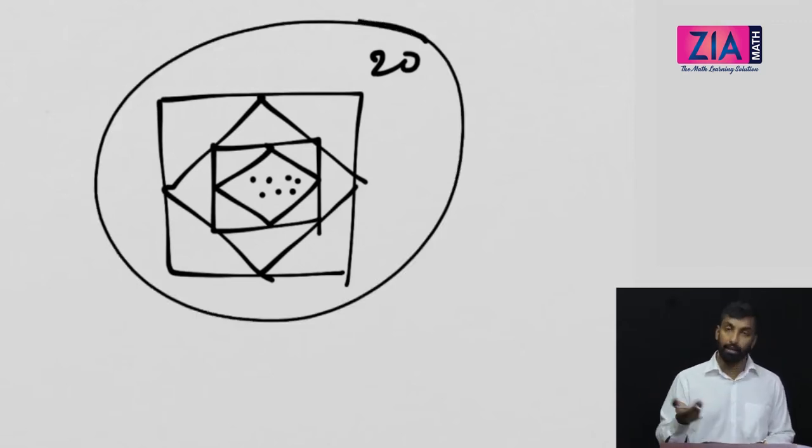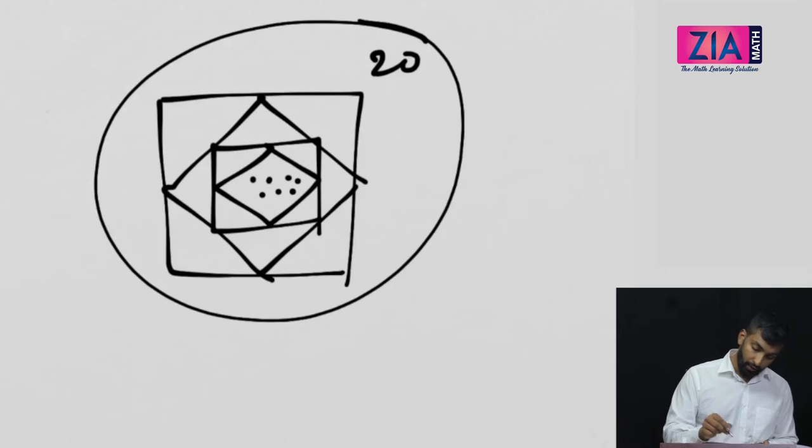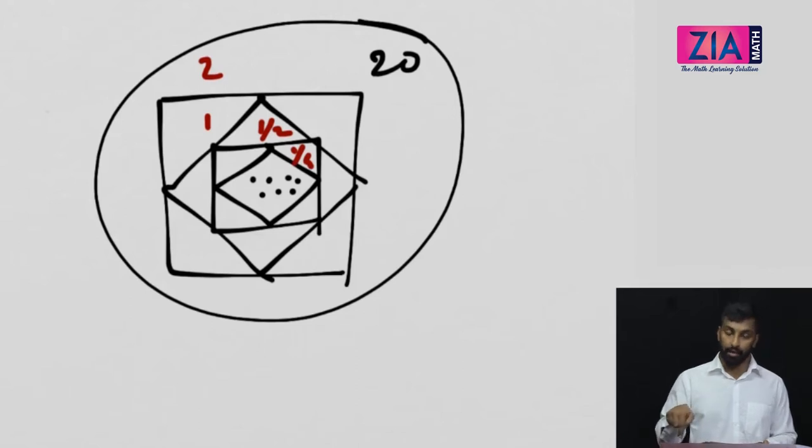So this is a GP, because the area is divided by half. See, this is in the ratio 1:2. If this area is 2, this is 1. This is 1 by 2, this is 1 by 4, etc. It is going on.